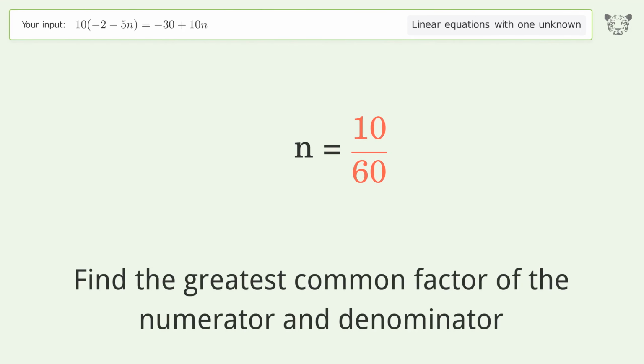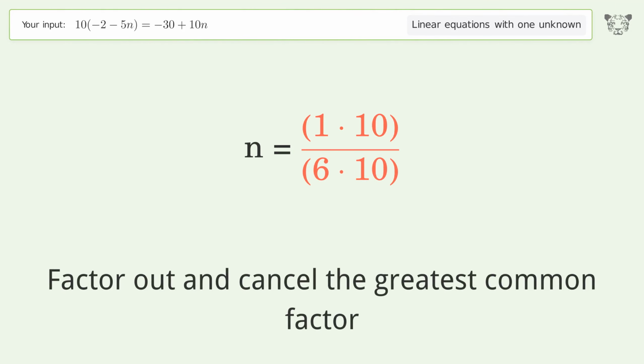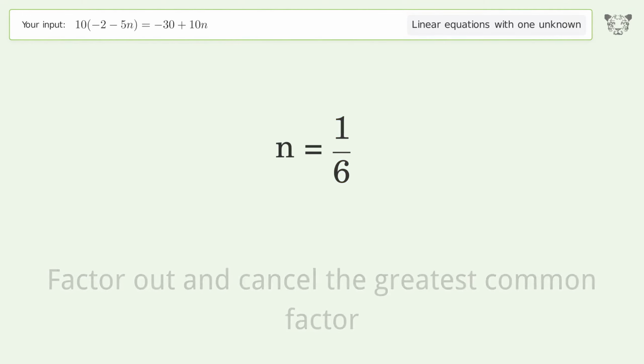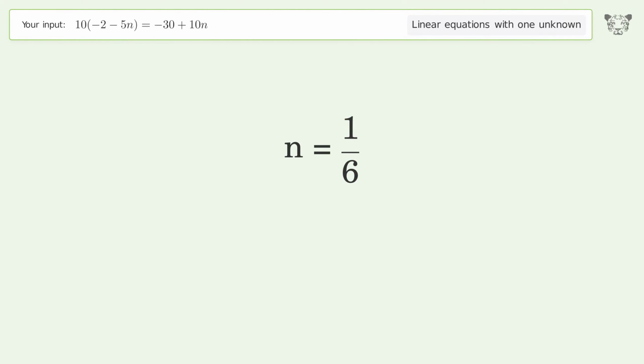Find the greatest common factor of the numerator and denominator. Factor out and cancel the greatest common factor. And so the final result is n equals 1/6.